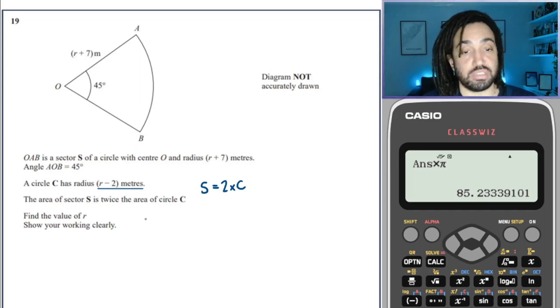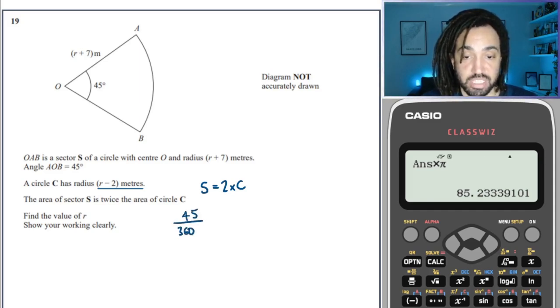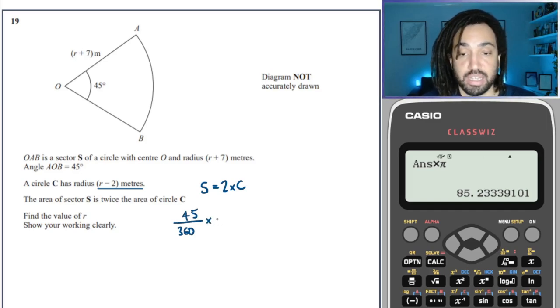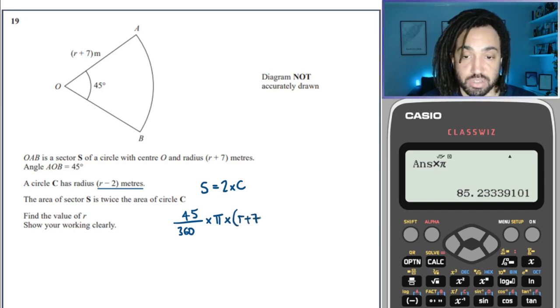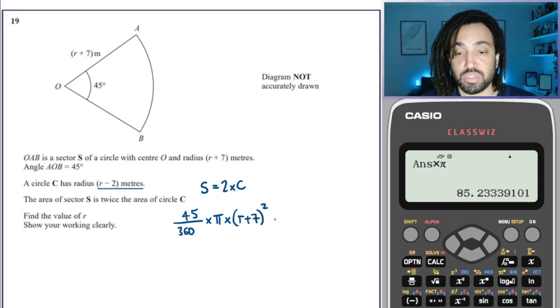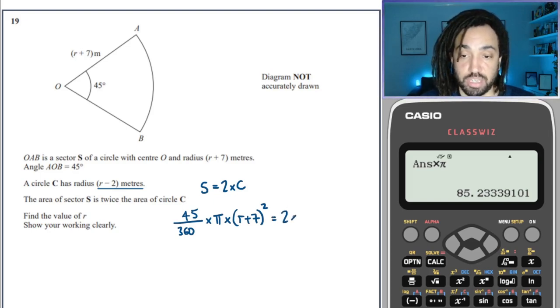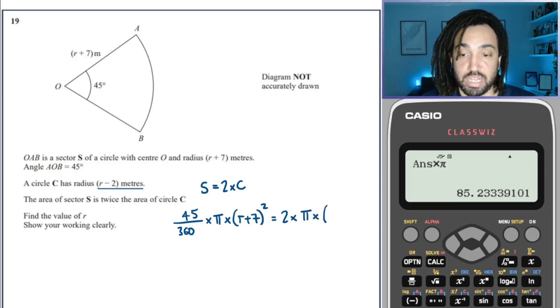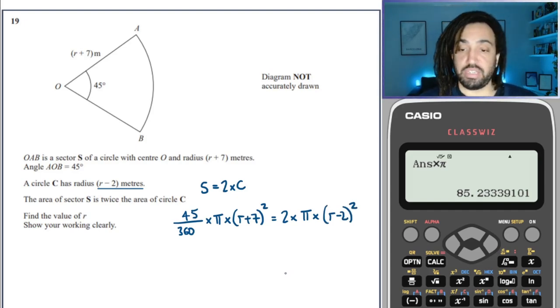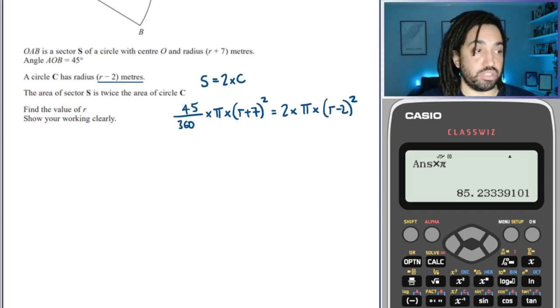Okay, well let's work out the areas of both of them. So the area of the sector S is going to be 45 over 360 times by the area of the circle, which is pi, times by the radius squared. And we're told that's equal to 2 times C, and C is the area of a circle, so there's no need for an angle because it's the whole circle. So it's just pi times by the radius squared. Okay, so there's our equation. Now all we've got to do is just solve it.